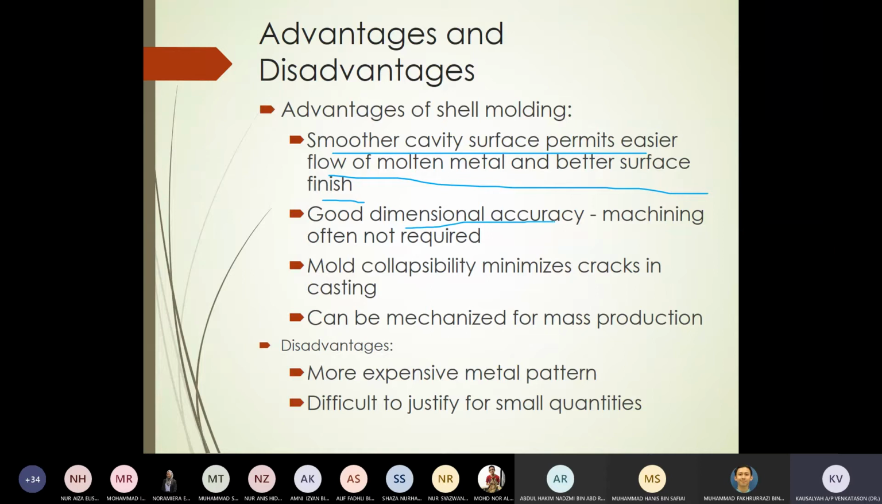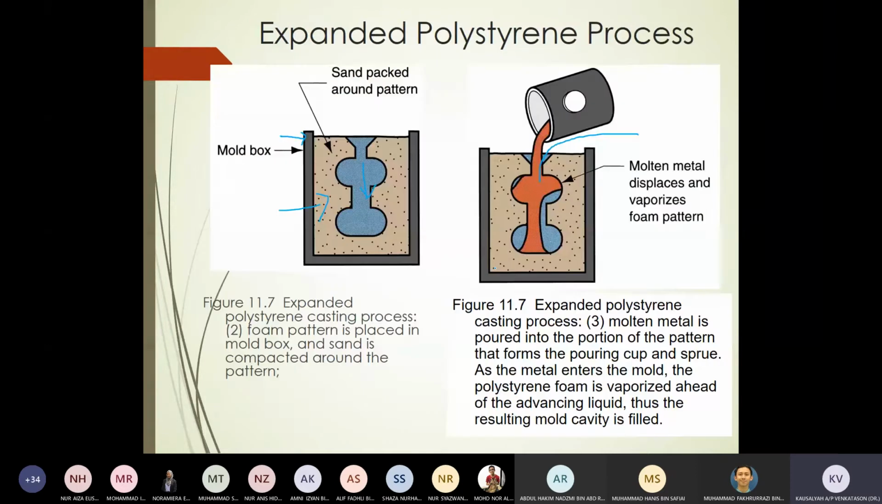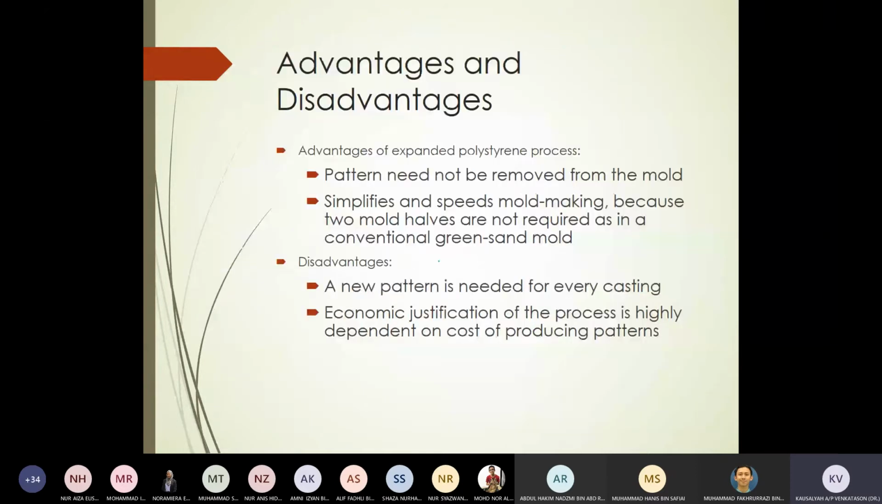Dimensional accuracy is also applicable to lost foam. Mold collapsibility is also applicable. So it's not that your mold collapses; it is not mold collapsibility, it is pattern collapsibility. For lost foam, the pattern collapsibility minimizes cracks in casting. So those factors can be incorporated here as well.